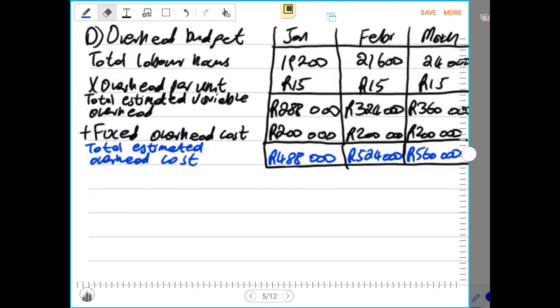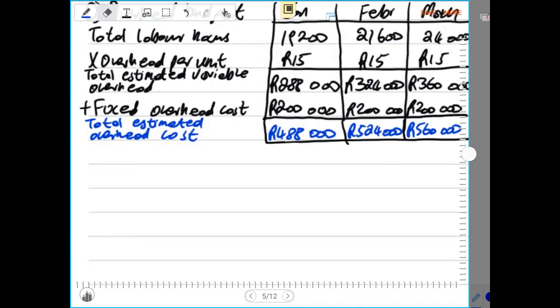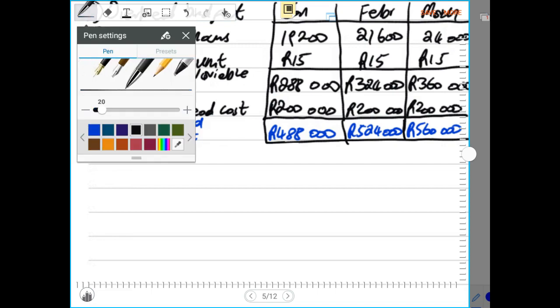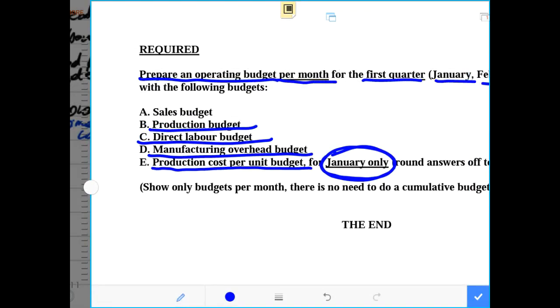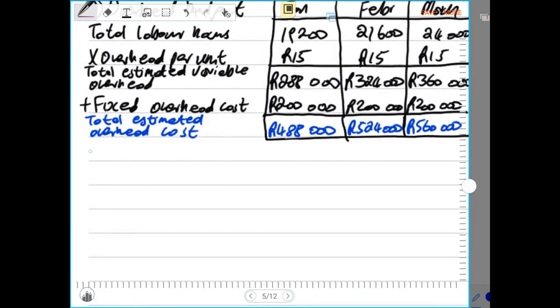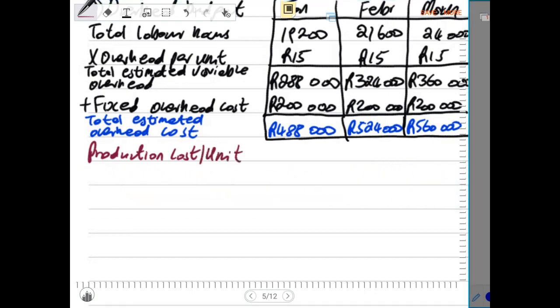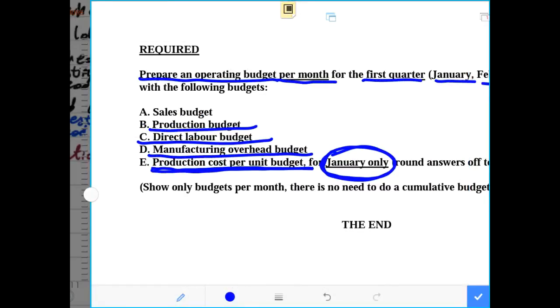So now let us do number E. Number E is the production cost budget, which is the production cost per unit budget. That means we are doing production cost per unit, only for one month, and that one month is only the month of January.